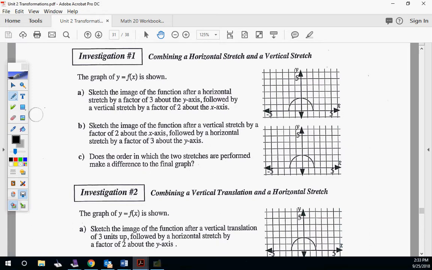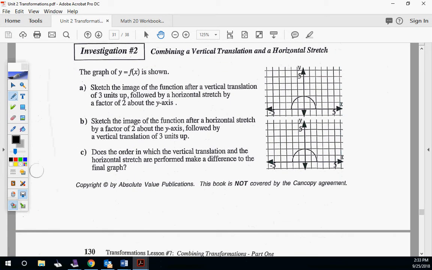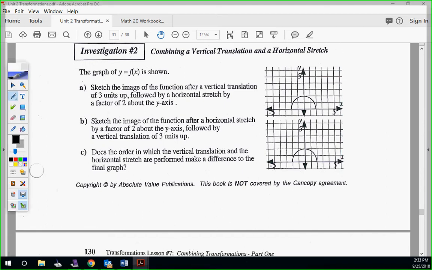No problem with those. Okay, so let's try vertical translation and a horizontal stretch. Sketch the image of a function after vertical translation 3 units up. So let's move this up 3 units. That's going to be 1, 2, 3, 1, 2, 3, 1, 2, 3. So I moved it up 3 units, followed by a horizontal stretch of 2. So this is at -2, so it's going to be at -4. Positive 2 is going to be at +4. That stays the same because it's on the 0. So that's what your graph looks like.